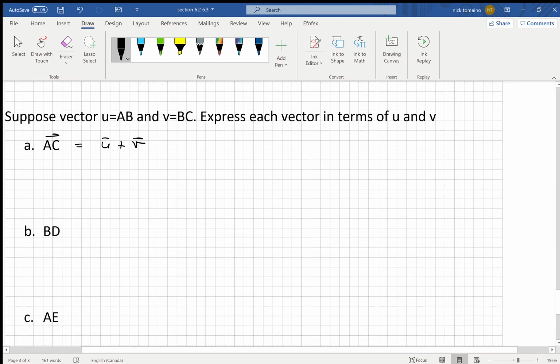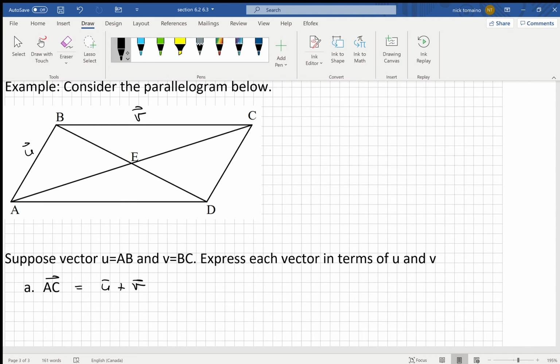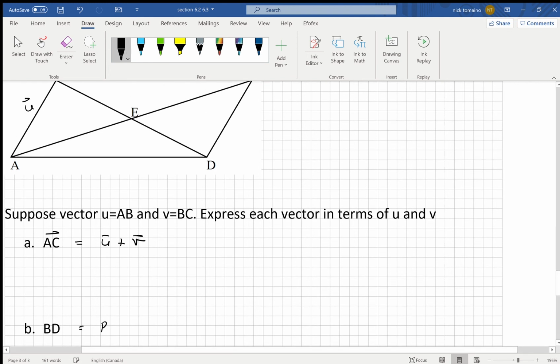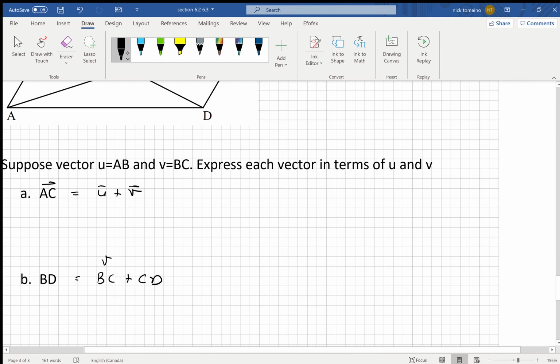Next one, BD. We always start at B because B is written first. BD is equal to, there are different ways you can look at it. You can do it from BC to CD, so I'll write it like that first. This would be BC plus CD. But I said write it in terms of U and V. We know that BC is V, and then CD, from C to D, is actually negative U, because it's going in the opposite direction. So this is equal to vector V minus vector U.